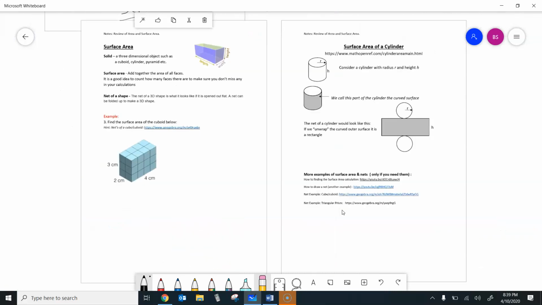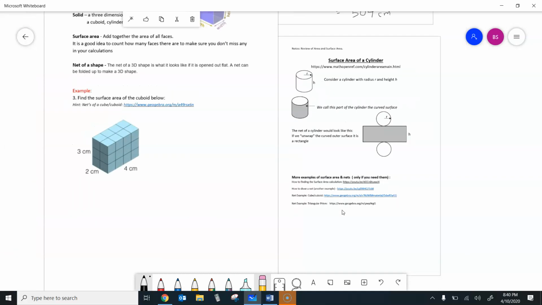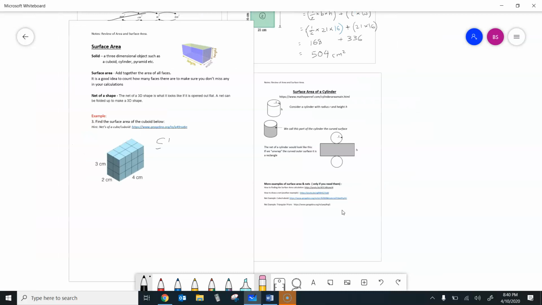you can write SA or you can write TSA. Surface area. TSA stands for total surface area. I'm just going to write surface area. SA equals. All right, so what can we see?